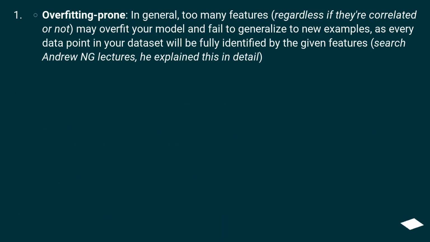Overfitting prone. In general, too many features, regardless of whether they're correlated or not, may overfit your model and fail to generalize to new examples, as every data point in your dataset will be fully identified by the given features. Search Andrew Ng lectures, he explained this in detail.